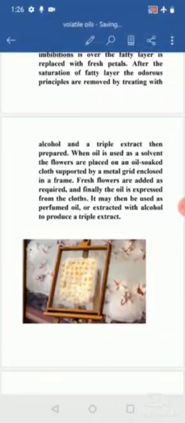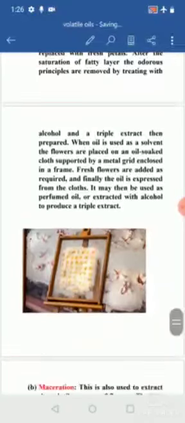So once they are exhausted, you are going to remove them and replace with fresh petals. If you are going to collect the volatile oil, then you are going to go with the triple extract. It means that the lard you are going to treat with alcohol, so the volatile oil which is present in the lard will come into the alcohol, and that is known as the triple extract, so that you can keep it for further purification.